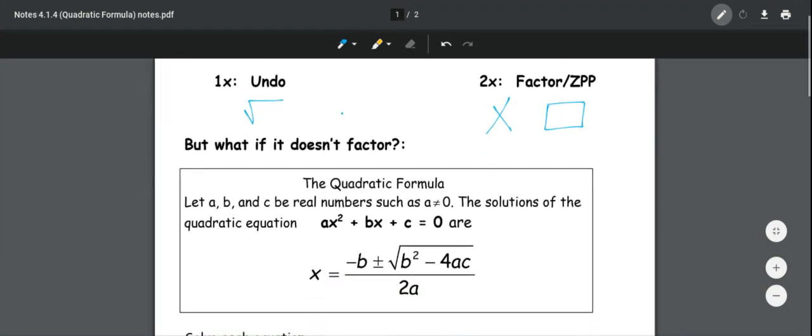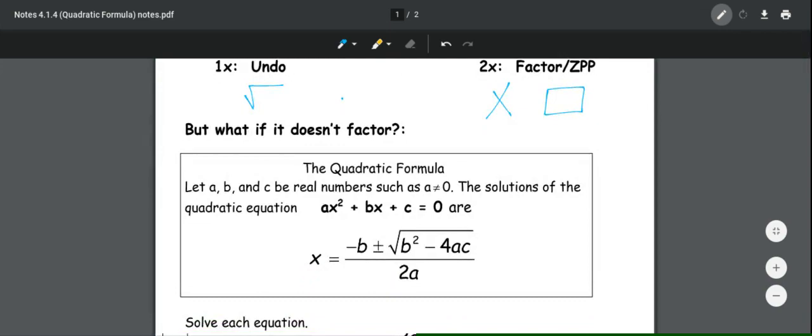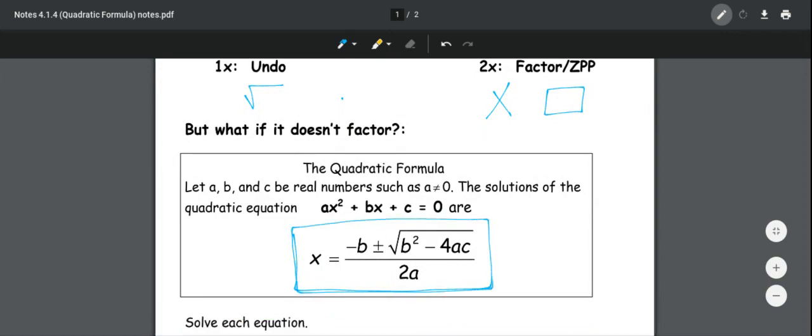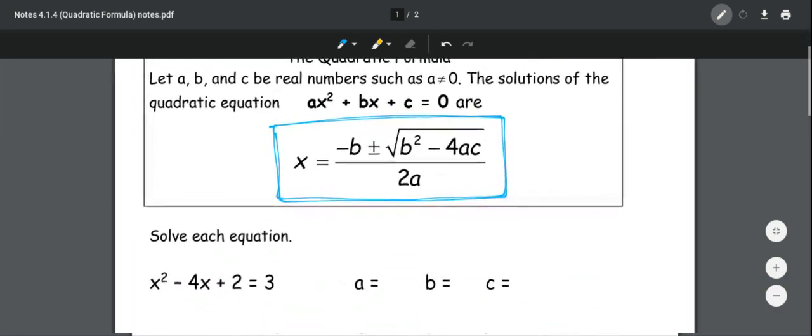Okay? But what happens if it doesn't factor? Remember, all you do is you do the diamond, and if it doesn't work, then you jump to this. So the quadratic formula, I'm sure a lot of you memorized this in middle school. A lot of you probably memorized it with the Pop Goes the Weasel song. So this is your quadratic formula. If you don't have it memorized, that's fine. Write it down. You need it.